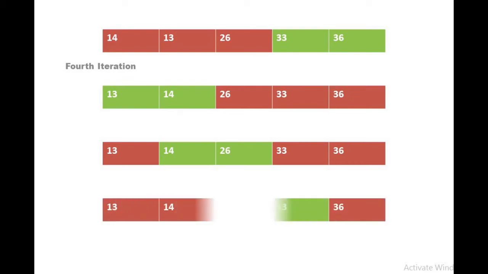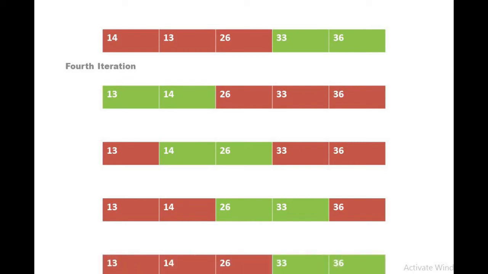So we move on to the next step. Here also we compare the fourth and third element, it is also in sorted manner. Next we compare the last two values, it is also in sorted manner. At the end of the fourth iteration, we get the sorted values, that is 13, 14, 26, 33 and 36. It is the sorted element list.